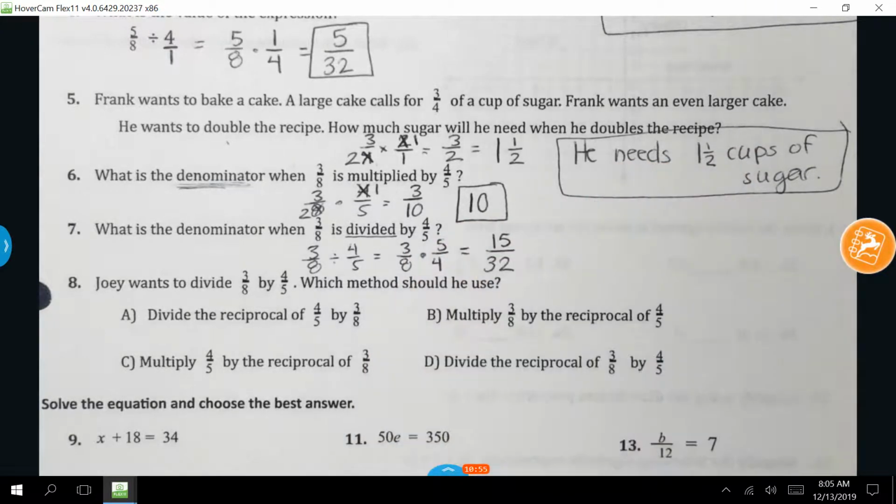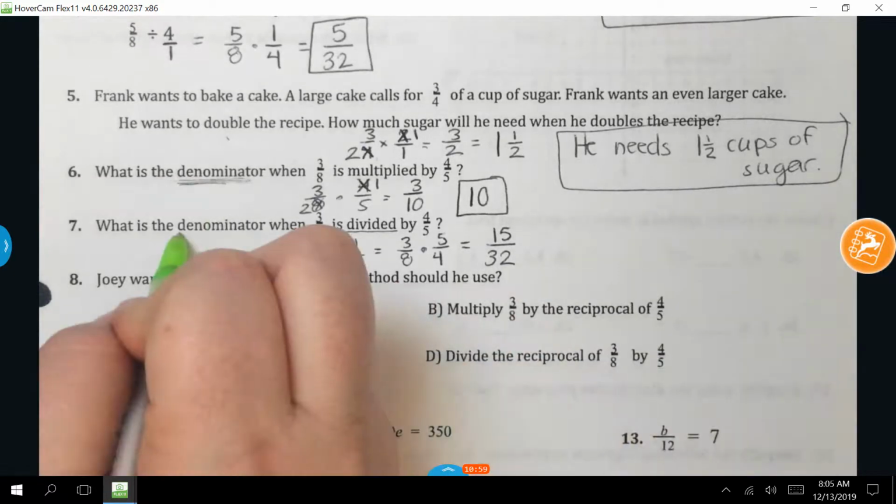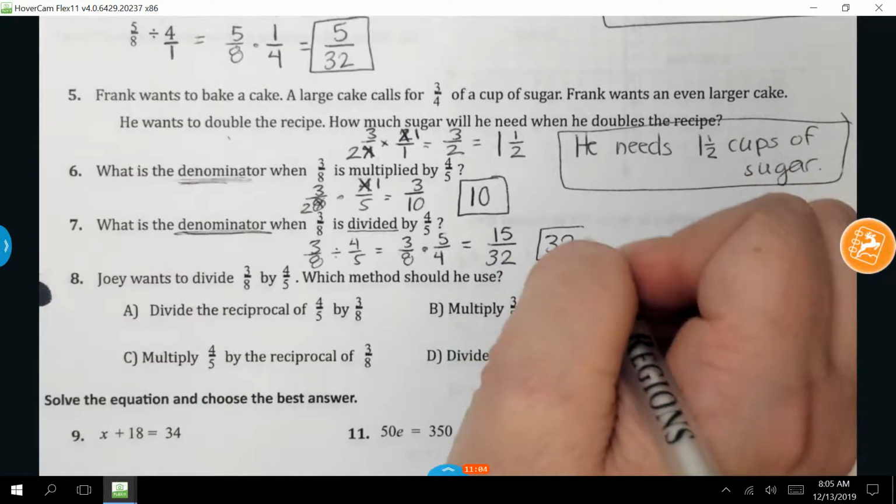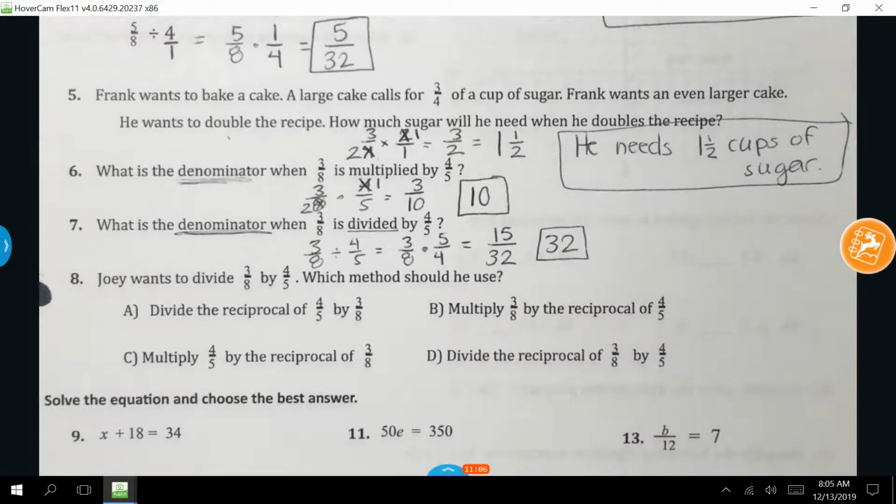So what is my answer going to be on this problem? 32, because it just wants to know the denominator. Did I still have to work out the entire problem? Yes, and then you can just choose the correct answer from there.